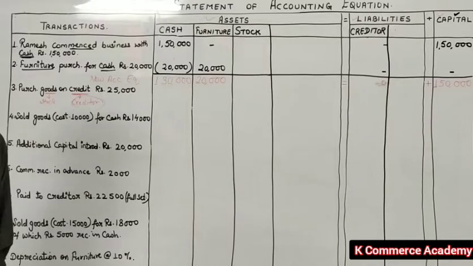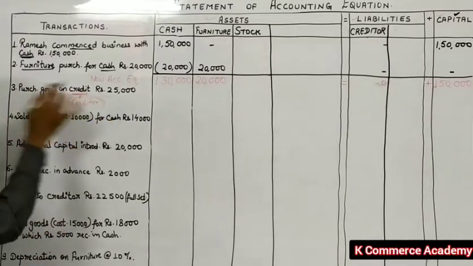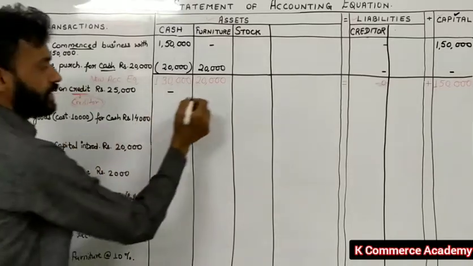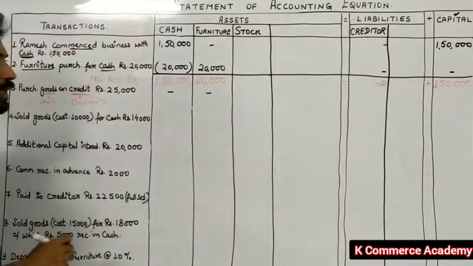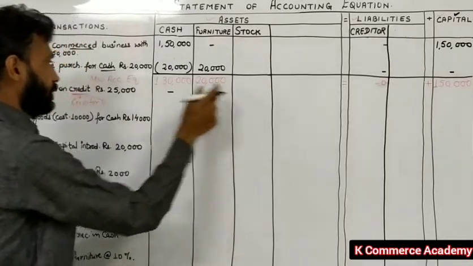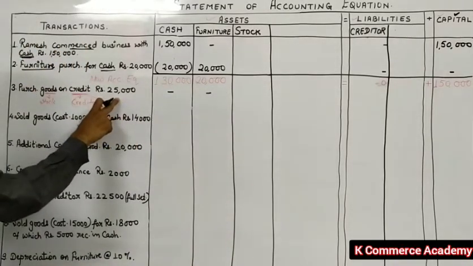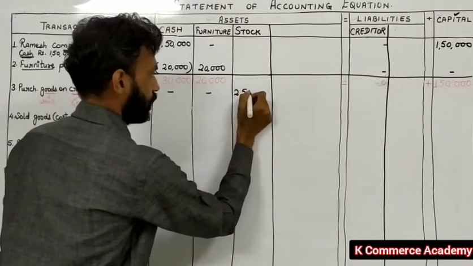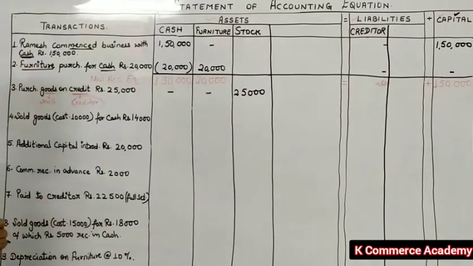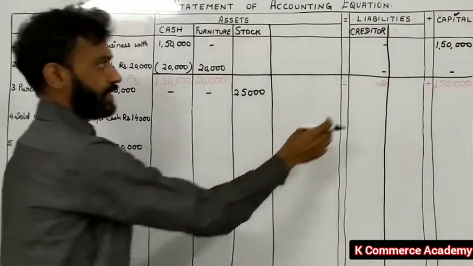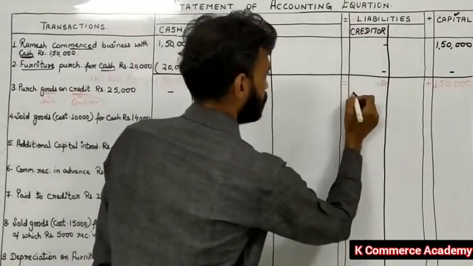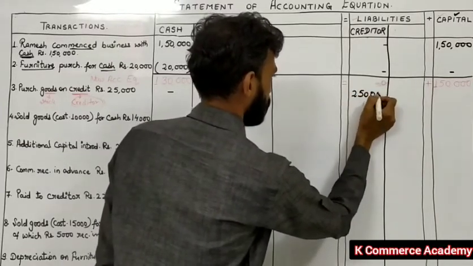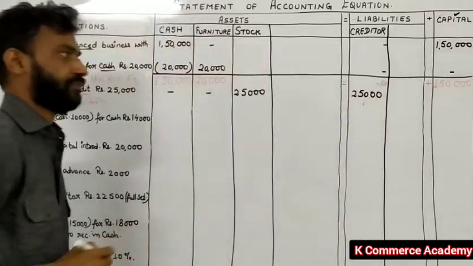Now, what will be the accounting treatment of this transaction? Purchased goods on credit. Is there any change in cash? No. Is there any change in furniture? No. Is there any change in stock? Yes. Stock of rupees 25,000 has entered the business. So in the column of stock, you will write rupees 25,000. Is there any change in liabilities? Yes. Now there is a creditor for rupees 25,000 in the business. So in the column of creditor, you will write 25,000.